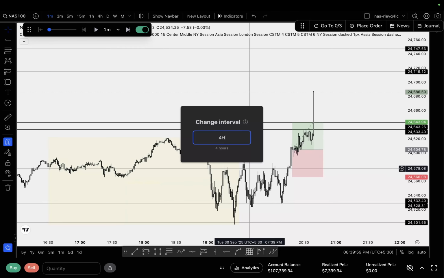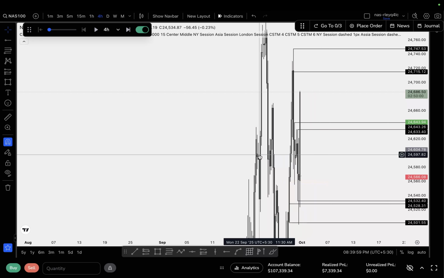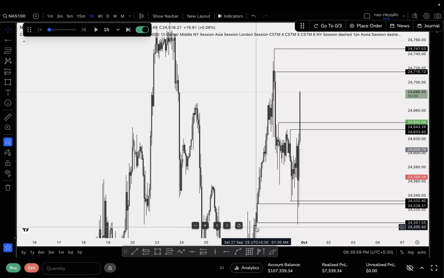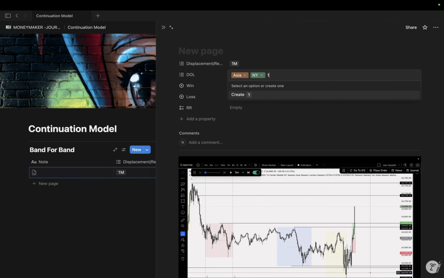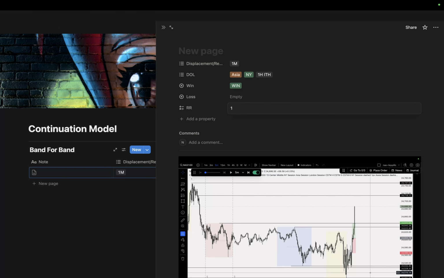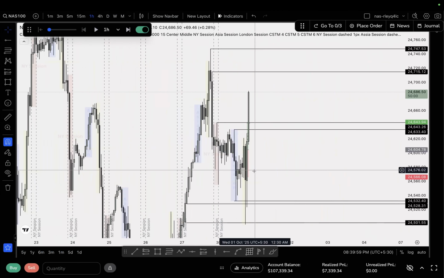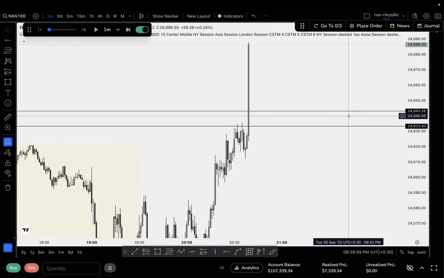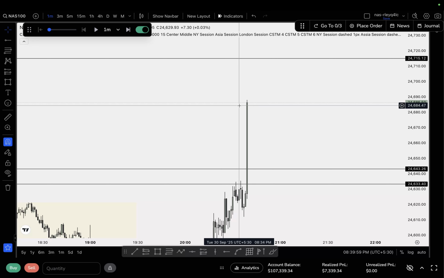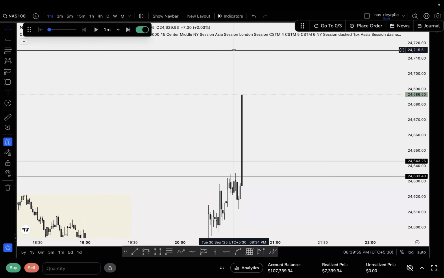Okay, was that unfilled gap also? 1H. It was 1 hour intermediate high. 1 hour intermediate high. It's when RR was one hour. Okay, so that's how I'm gonna journal for the next few trades which I'm gonna take. And this is a nice displacement. It should easily go to there.